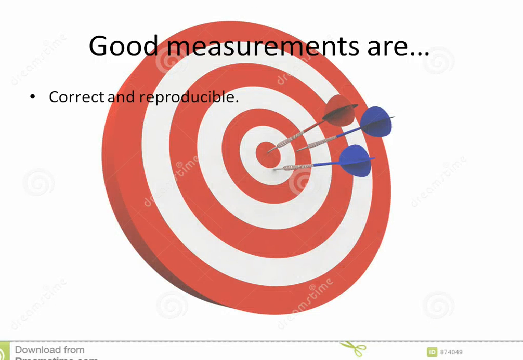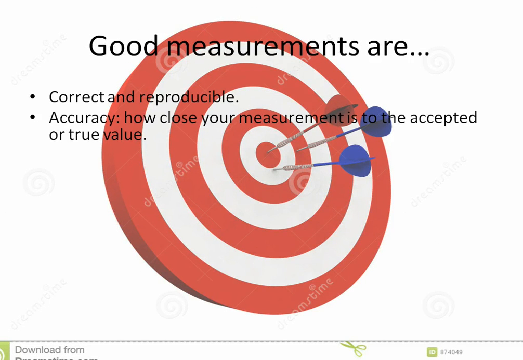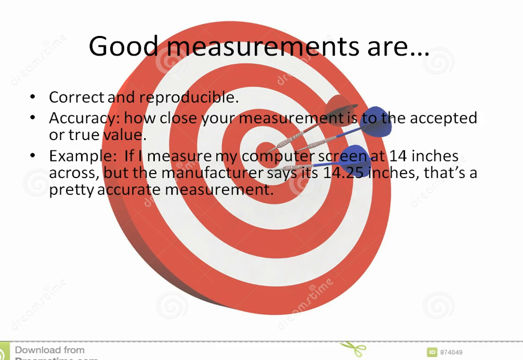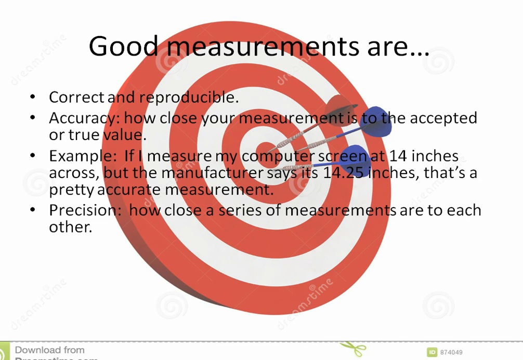Now, good measurements are going to be both correct and reproducible. You get the right answer more than once. Accuracy is how close your measurement is to the accepted or true value. So if I measure my computer screen here at 14 inches across, but the manufacturer says it's 14.25, that's a pretty accurate measurement. I'm off by 1/4 of an inch. That's not too much. Pretty close to the real value.